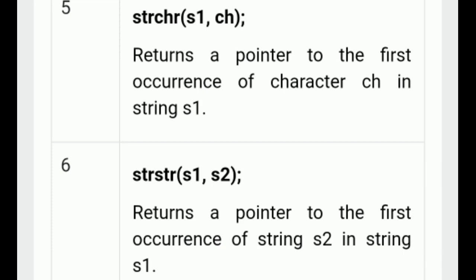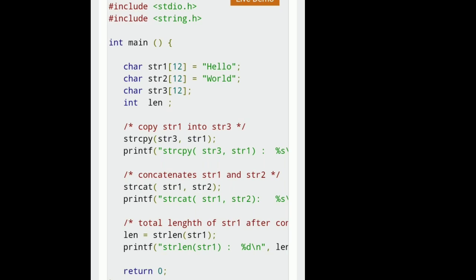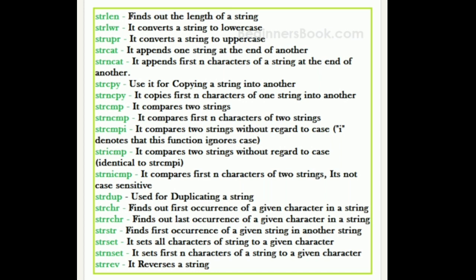strlen finds out the length of the string. strlwr converts a string to lowercase letters. strupr converts a string to uppercase letters. strcat appends one string at the end of another string. strncat appends the first n characters of a string at the end of another. strcpy is used for copying a string into another. strncpy copies the first n characters of one string to another. strcmp compares two strings. strncmp compares the first n characters of two strings.